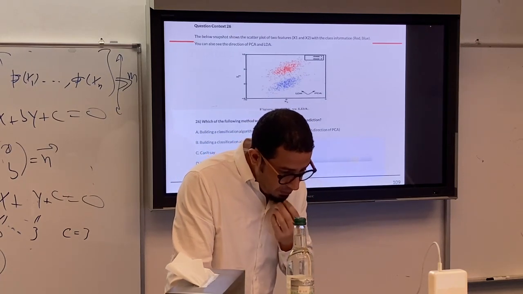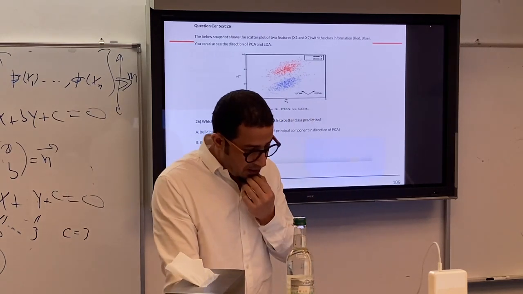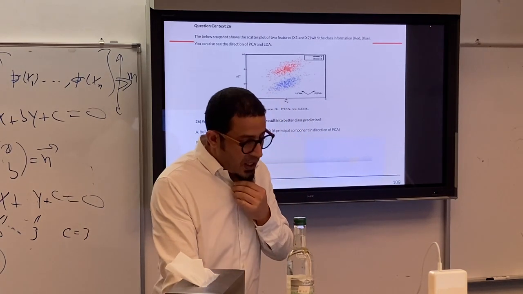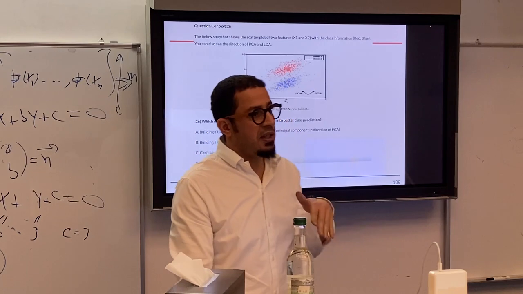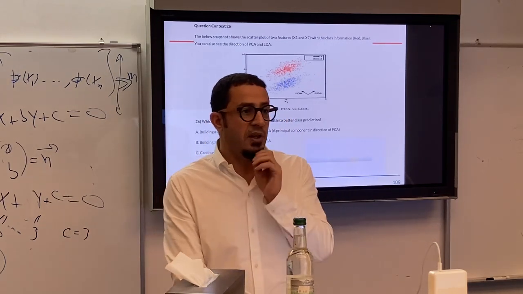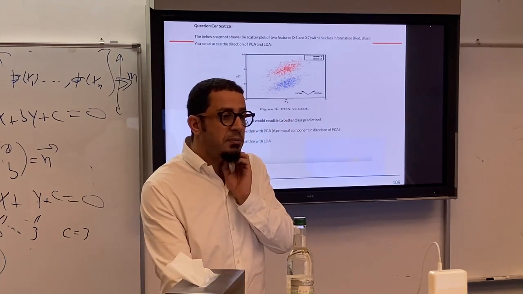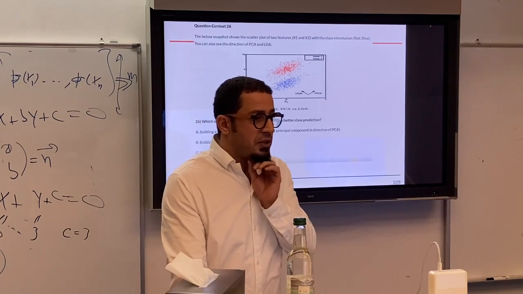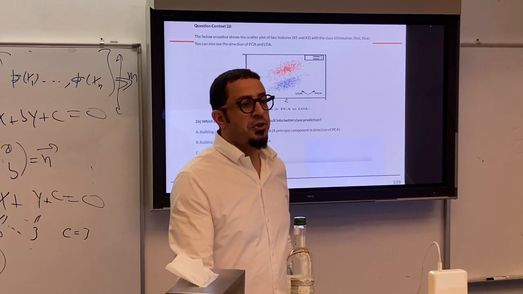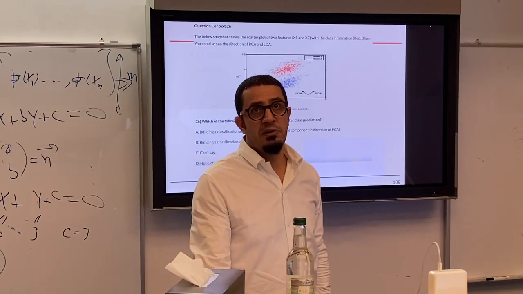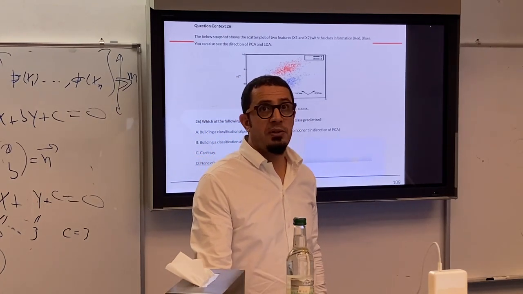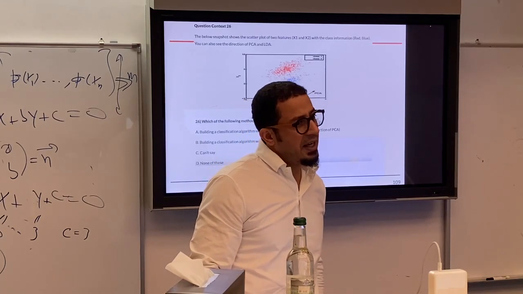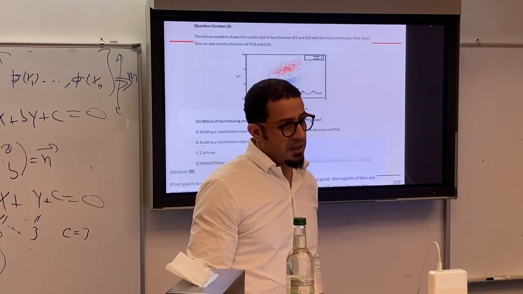Which of the following methods will result in better class predictions? If you use LDA, you get this direction. If you use PCA, you get this direction, as given on the plot. For sure, PCA is not the right one to classify. Even LDA is a little bit off, so B.